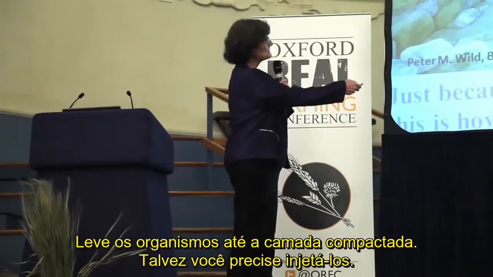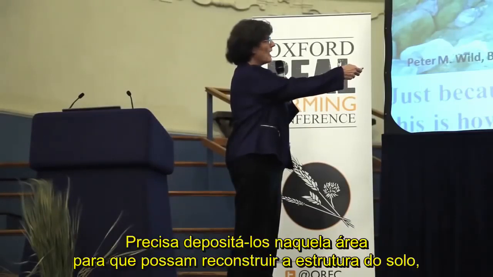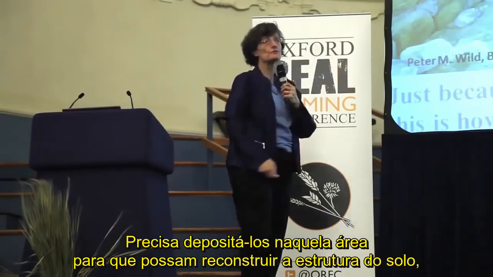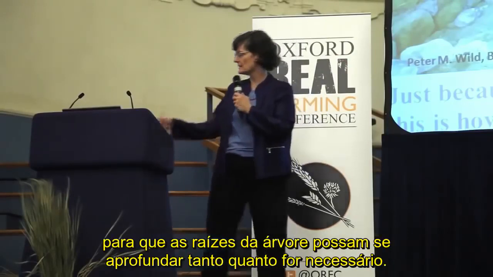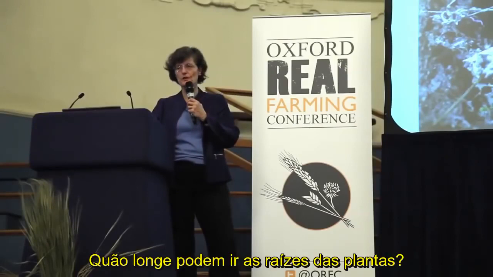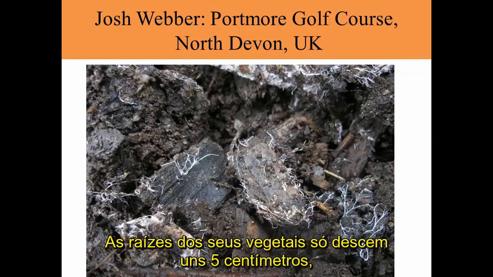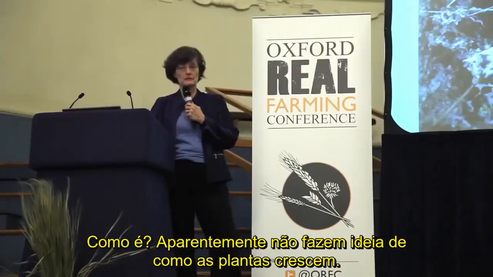Get your organisms down to that compaction layer. You may have to inject them. Have to get them deposited down into that area so it rebuilds soil structure so the root systems of your tree can go down as deep as they ought to go. How far down can root systems of plants go? What's the maximum depth? You've been told root systems of your veggies only go a couple inches, your trees only go 3 feet, your vines only go 3 feet. Excuse me? They apparently have no idea how plants grow.